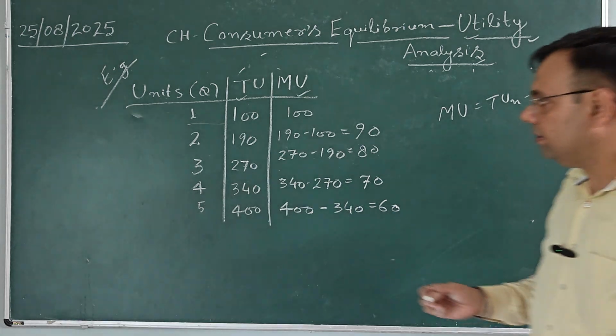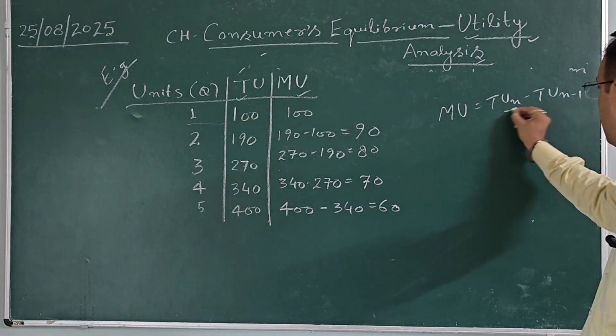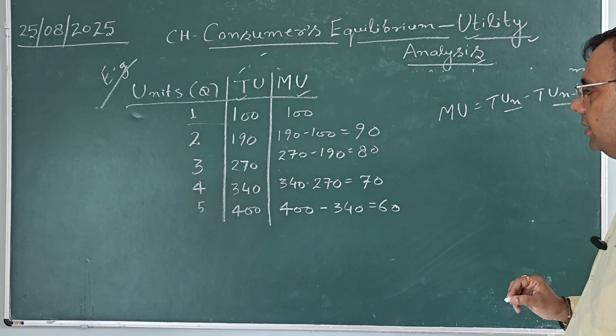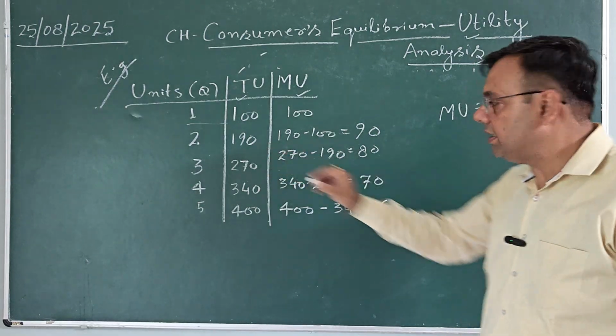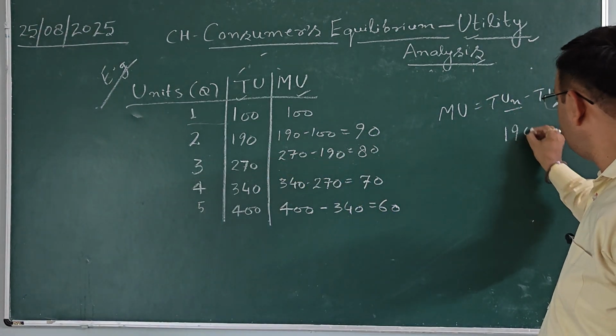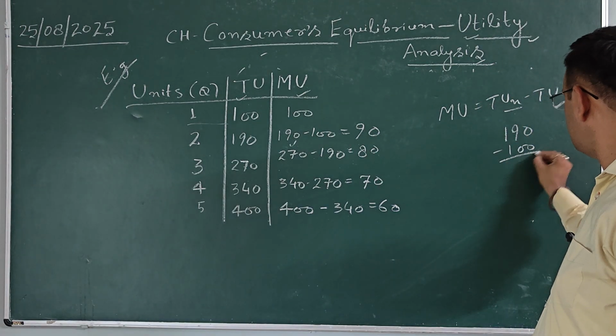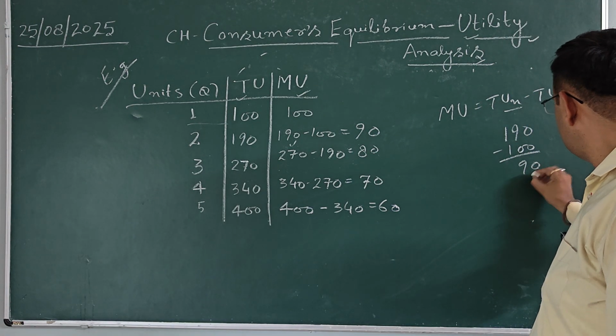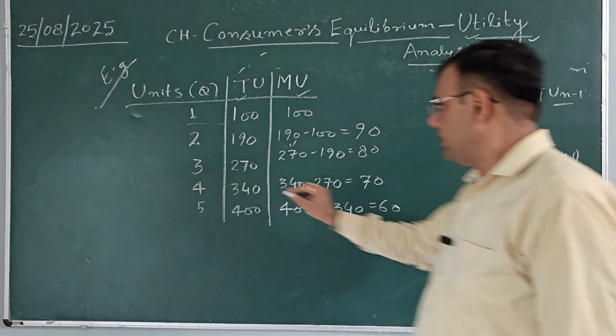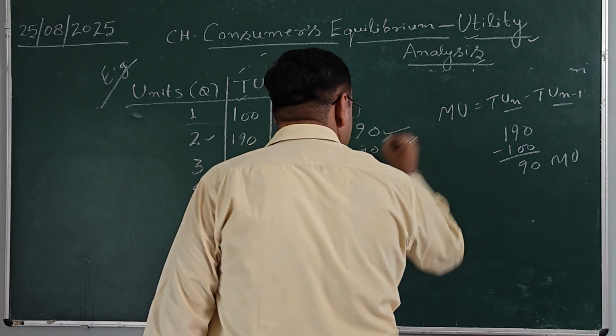So come to the second one, TUn minus TUn minus 1. TU of the nth unit here is 190. 190 minus 100, so it is 90 units. So marginal utility at the second unit is 90.